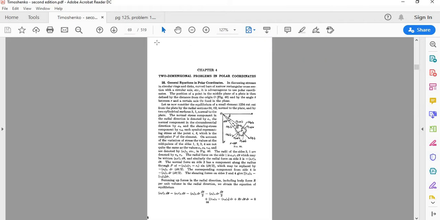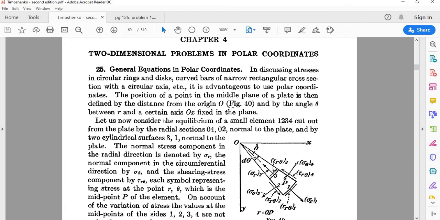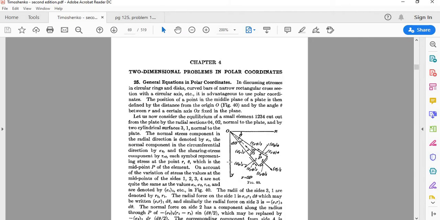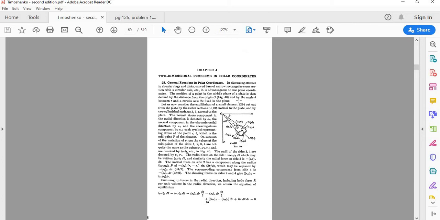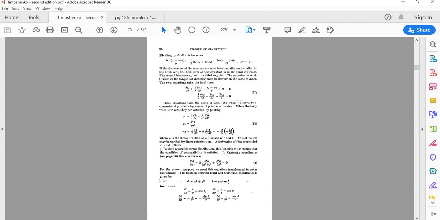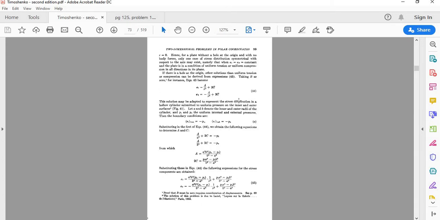The next topic that we discussed after Cartesian coordinate system was solving problems in polar coordinate system. Under that we had discussed the derivations, and we had discussed the problem of rotating disk, and we were in the process of completing the portion on plate with holes. So I have completed that.